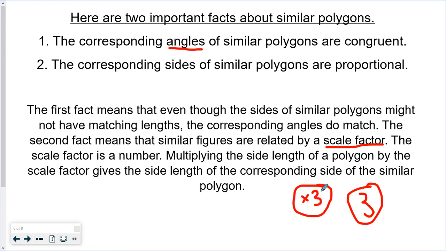And you have to multiply all the sides by the exact same number. You can't multiply one of them times 3 and the other 2 by 4. Then they wouldn't be similar to each other. They just wouldn't be.